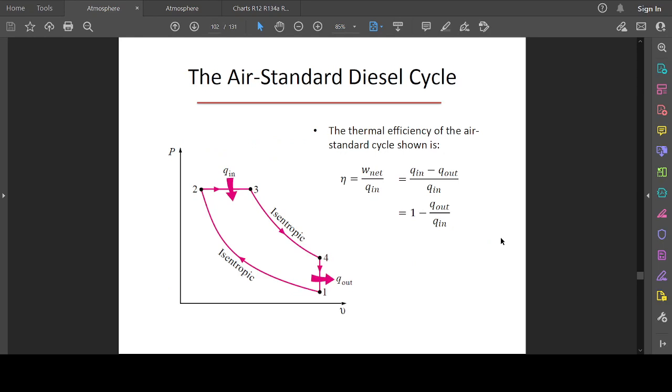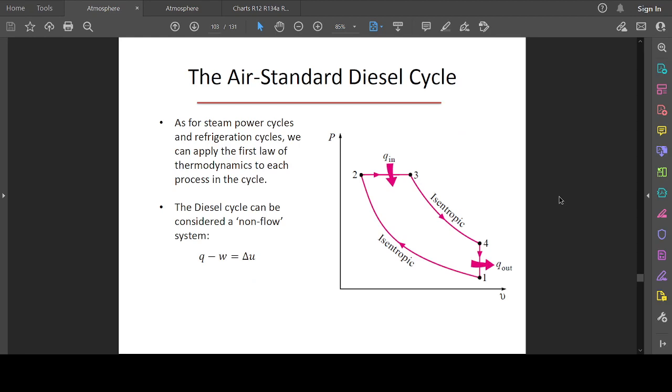So the thermal efficiency will look like this: the net work divided by the total heat added to the system. This could also be expanded as the heat in minus the heat out, divided by the heat in. If we do heat in divided by heat in, minus heat out divided by heat in, we get this. So this will cancel out and we have 1 minus heat out over heat in.